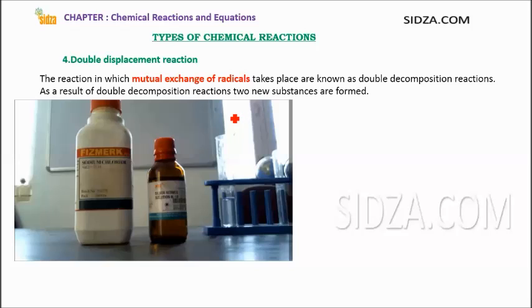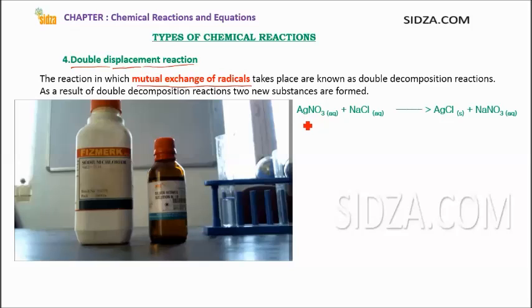Hi students, welcome to the second part of this video. Now we will discuss the double displacement reaction. In a double displacement reaction, there is mutual exchange of the radicals between the different compounds.